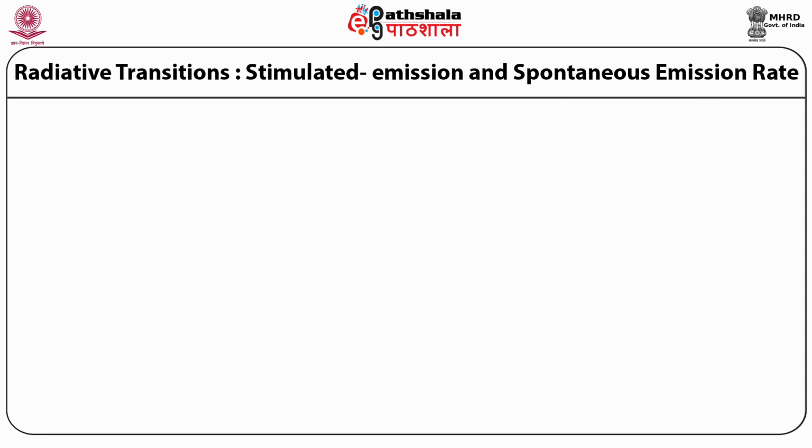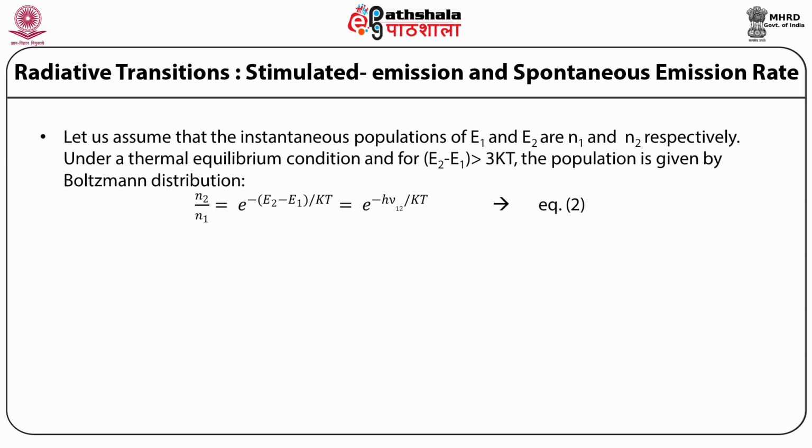Let us now discuss the stimulated emission and spontaneous emission rates. Let us assume that the instantaneous populations of E1 and E2 are N1 and N2 respectively. Under a thermal equilibrium condition, and for E2 minus E1 greater than 3 kT, the population is given by the Boltzmann distribution, that is N2 by N1 equals e to the power minus (E2 minus E1) by kT, equal to exponential minus h nu 12 by kT.